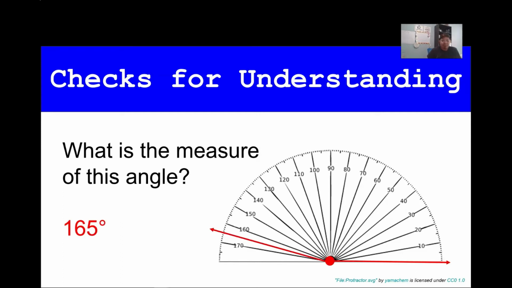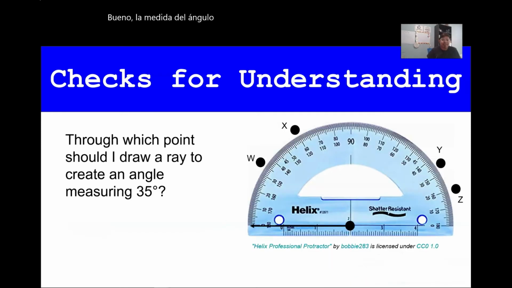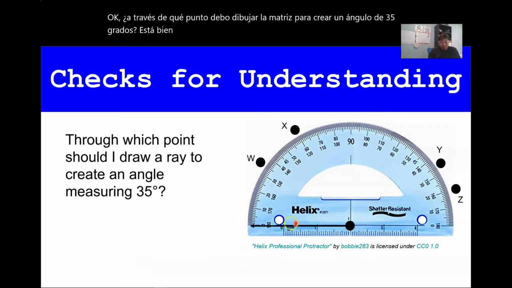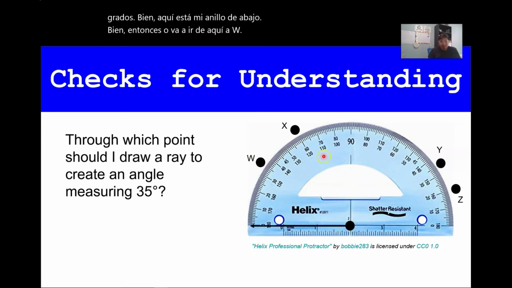Good, the angle measurement is 165 degrees. Excellent. Okay, through which point should I draw a ray to create an angle measuring 35 degrees? So here's my bottom ray. It's either gonna go from here to W, or here to X, or here to Y, or here to Z. Which one is going to create a 35-degree angle?